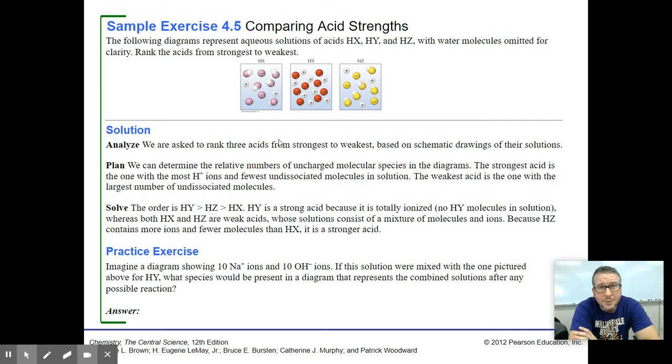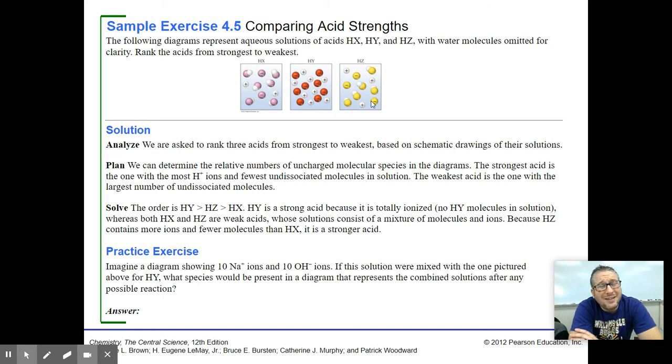Now, in terms of strength, HY, I was really putting some emphasis on this one when we were talking about it, because there's not a single whole molecule left. They are all broken down into their ions for this acid. What does that mean? Well, we knew that strong electrolytes break down into all ions. There are no whole molecules, which means that HY is a strong electrolyte.